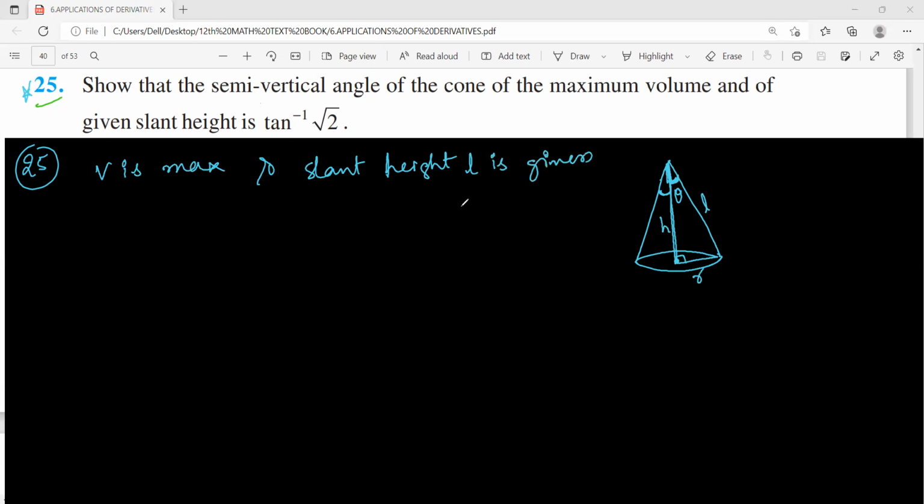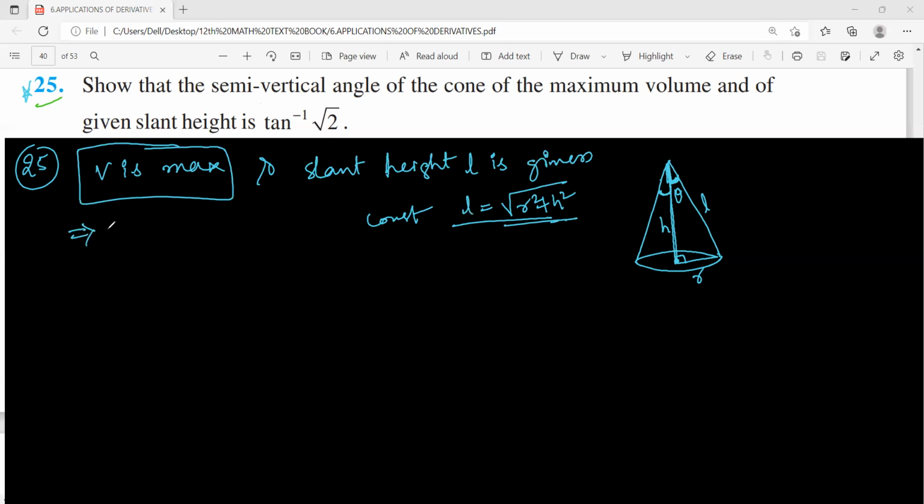L is fixed. That means L equal to square root of R square plus H square, which is constant. So now, volume is maximum and this is given. What we need to show is: prove that the semi-vertical angle theta equals tan inverse root 2.